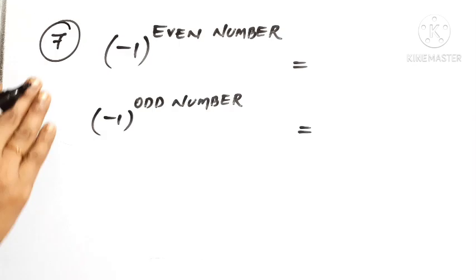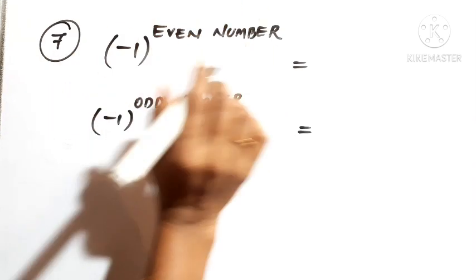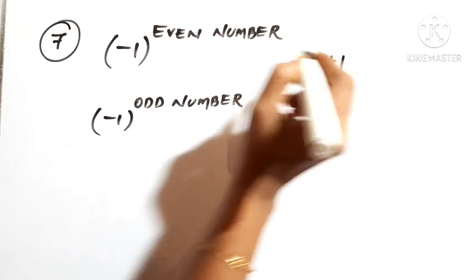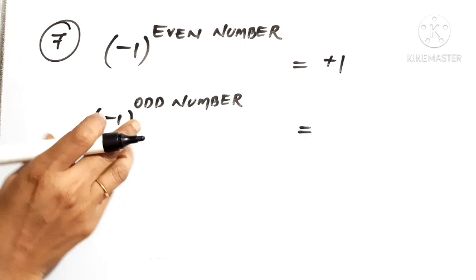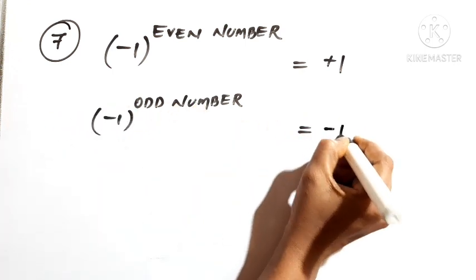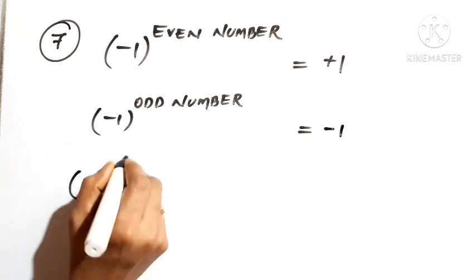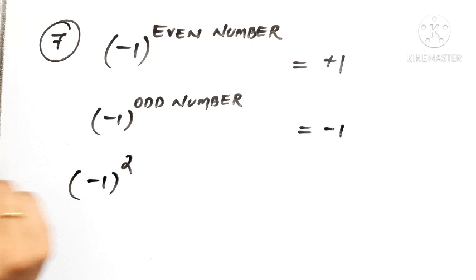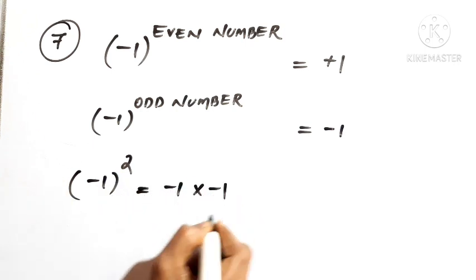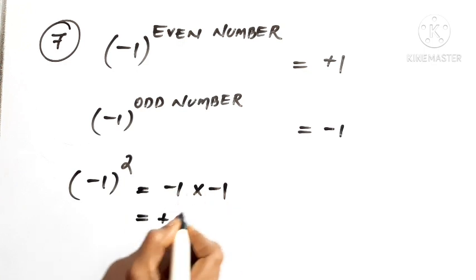Clear, no children? Seventh one, minus 1 raised to an even number equals positive 1. Minus 1 raised to an odd number equals negative 1. Let us check. For example, minus 1 raised to 2, an even number, right? Equals minus 1 into minus 1, no? Also equal to minus into minus plus, 1 into 1, 1.